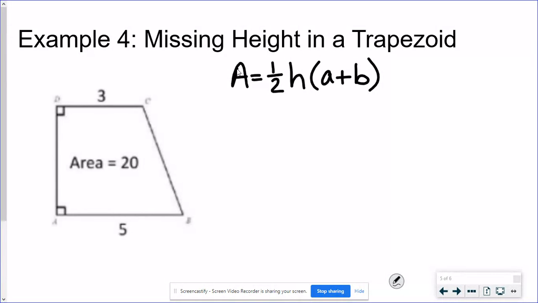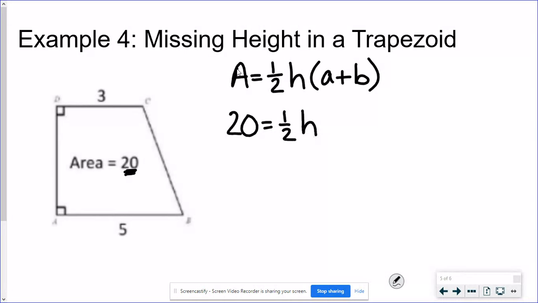So let's put in all the stuff that we know. The 3 and the 5, by the way, are the bases. I know the area is 20. We don't have labels in this one. I don't have the height, but the directions did say find the missing height in a trapezoid. So I put the 20 right here.